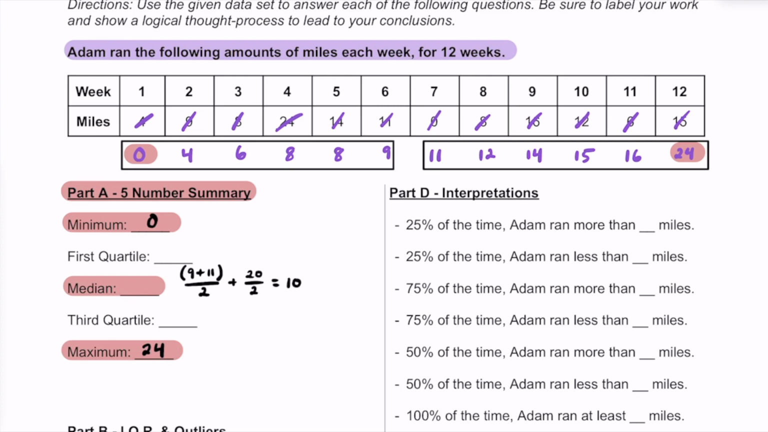And you might have been able to tell that just because 10 is right between 9 and 11. So up to you how you want to do that. But if the numbers are a little bit messier, you can go ahead and find the average of those two values to find the middle.